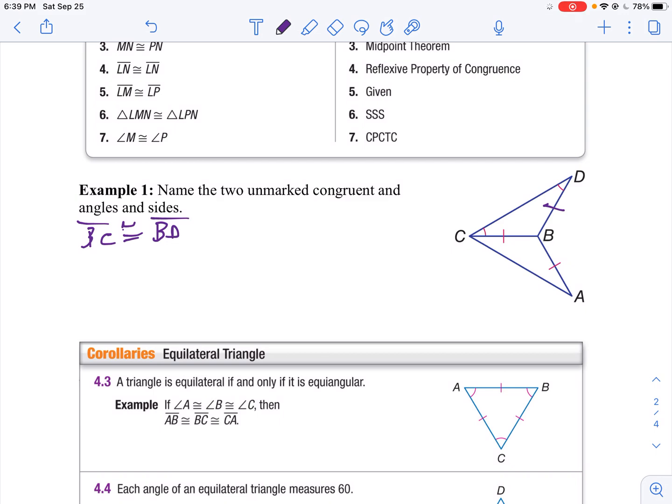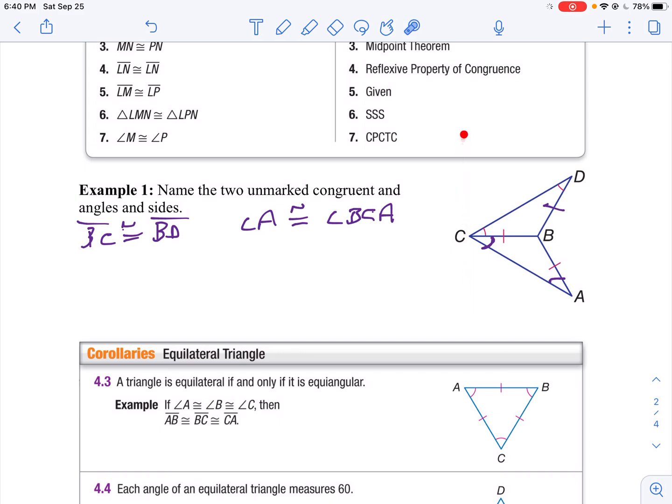Now look at the bottom triangle. I'm told the two sides are congruent, so by the isosceles triangle theorem, the two angles opposite those sides are congruent. So in other words, angle A, which is opposite BC, is congruent to angle BCA, which is opposite side AB. So I can say angle A is congruent to angle BCA, because we know the opposite angles are congruent.